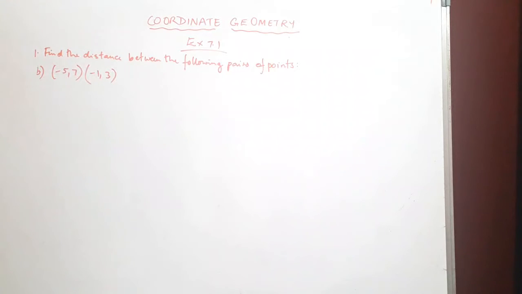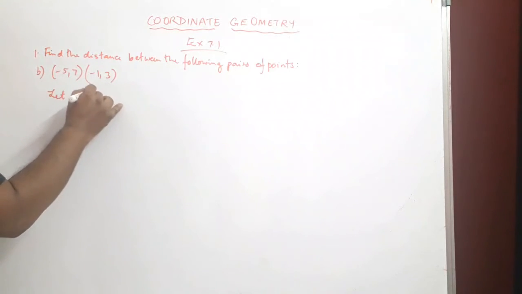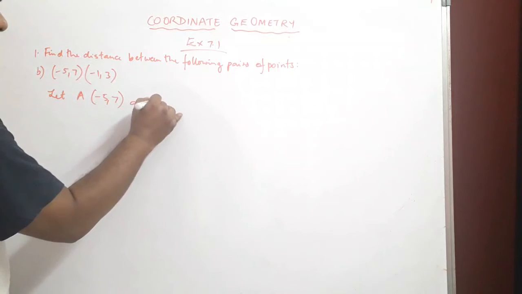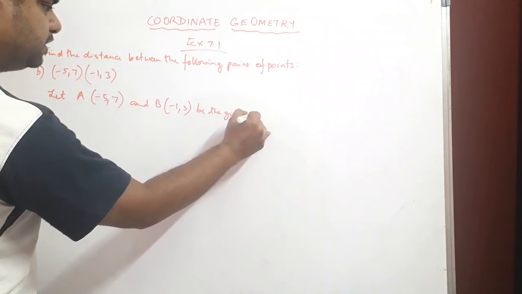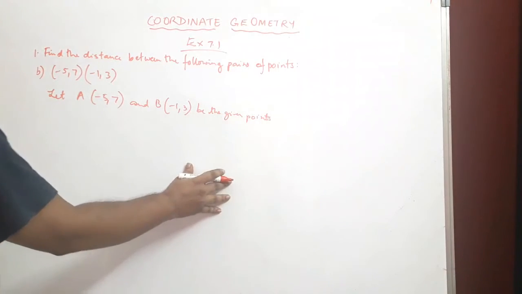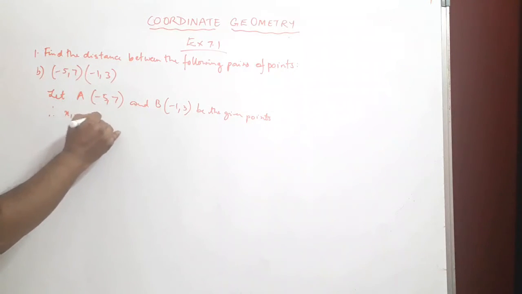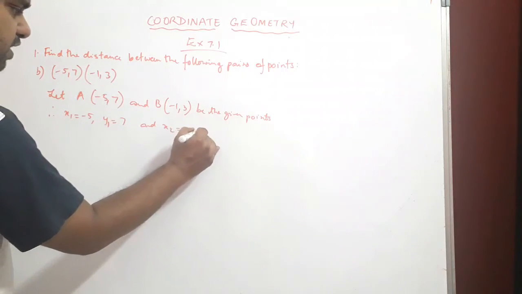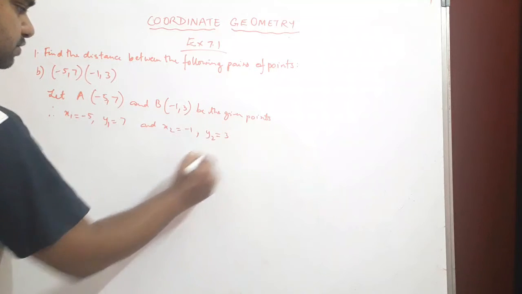Our next problem is (minus 5, 7) and (minus 1, 3). Once again we'll assume, this time I'll change the letters from P and Q, which we always take. We'll take A. So let A be (minus 5, 7). You can take any letters you like. And B (minus 1, 3) be the given points. Next, therefore x1 equal to minus 5, y1 equal to 7 and x2 equal to minus 1 and y2 equal to 3.